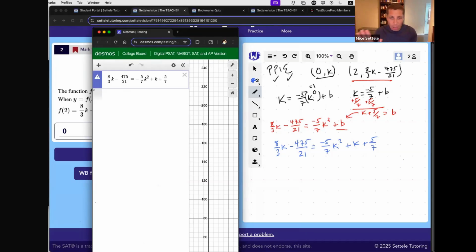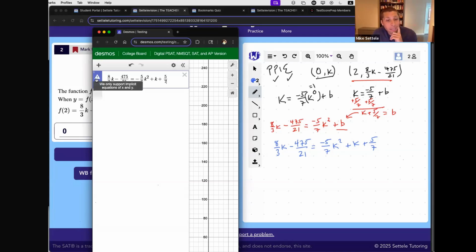And as I'm typing in Desmos, every time I type in Desmos, I'm always looking in two places, because so many people lose points just typing in Desmos incorrectly. So you've got to make sure, does it look good? 8/3 k minus 475 over 21 equals negative 5/7 k squared plus k plus 5/7. Looks good. But you can see we've got an error.